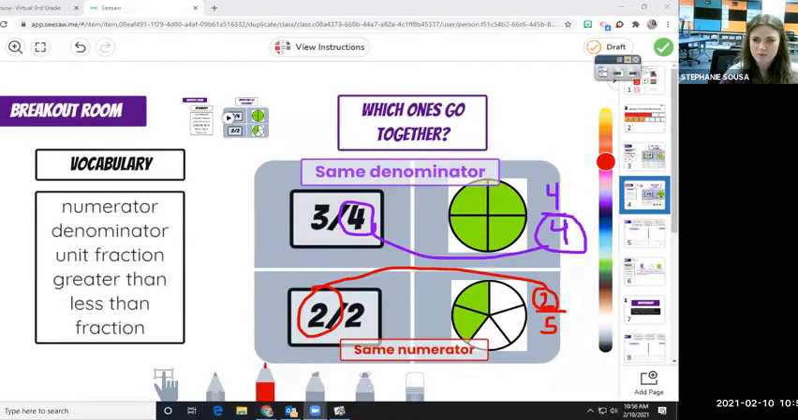Here is what you should have figured out based on the focus of our lesson. The top two have the same denominator. This is 3/4. This is 4/4. They have the same denominator. These should have been connected by the same numerator. This is 2/2. This is 2/5. Same denominator, same numerator. All right.